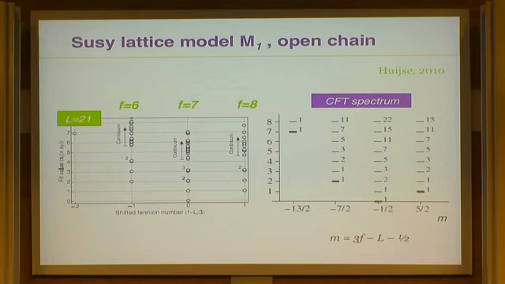So this is all very nice, and you can actually go to very small systems like 20 sites, and you see these conformal structures quite manifestly. 1, 1, 2, 3, etc. This is already visible in very small systems.